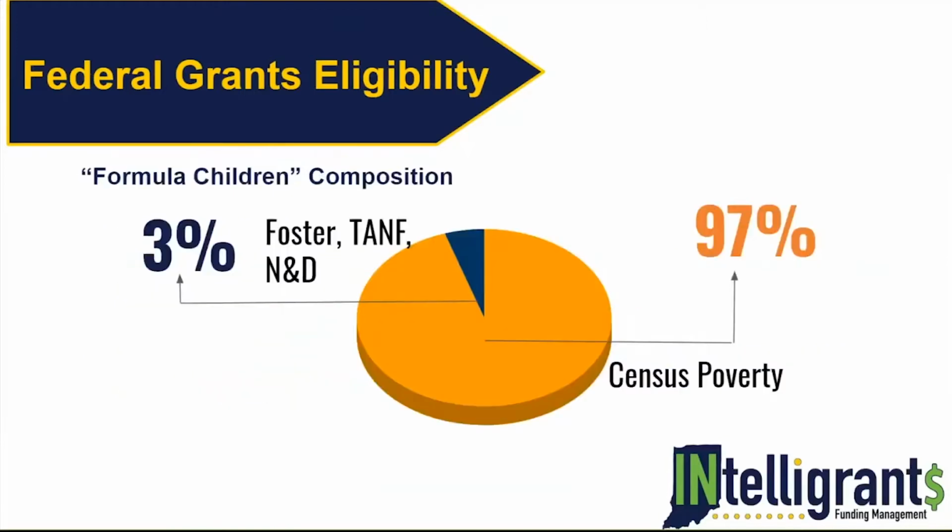To further illustrate the relationship between census poverty data and formula students, note that between 95 to 97% of formula children nationwide are composed of those who are identified by the U.S. Census Bureau as being from a family whose income is below the federal poverty line.